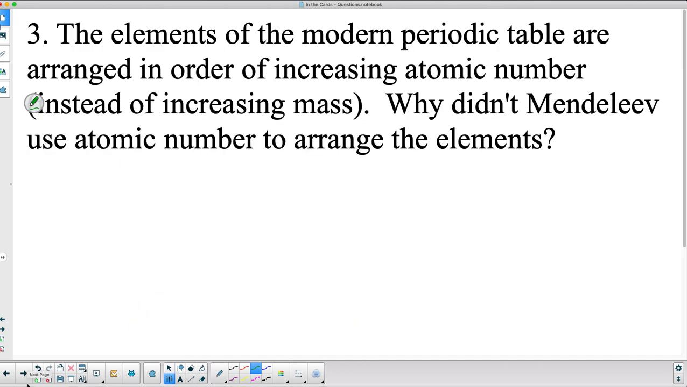The elements of the modern periodic table are arranged by order of increasing atomic number instead of increasing atomic mass. Why didn't Mendeleev use atomic number to arrange the elements? It seems like that would be a much better way to do it. The reason is that he did a lot of his work in the 1860s, and I think he died in 1869, which means that he used atomic mass because that's what he had available to him at the time.